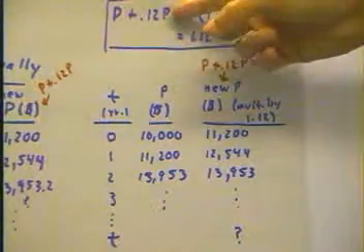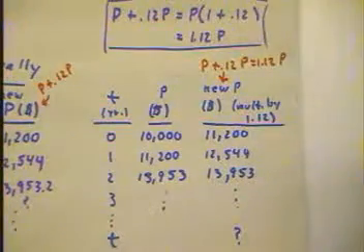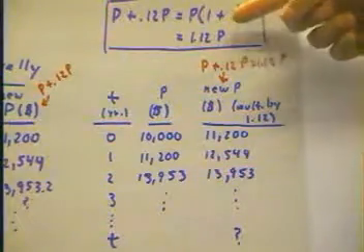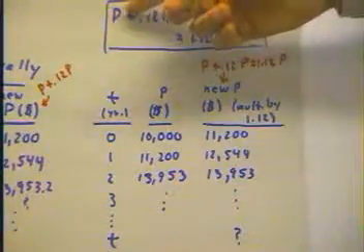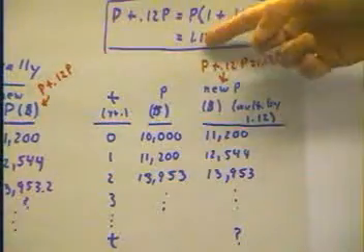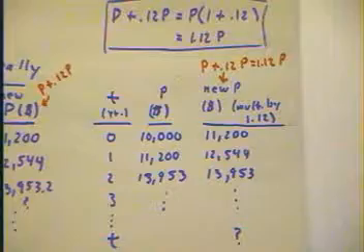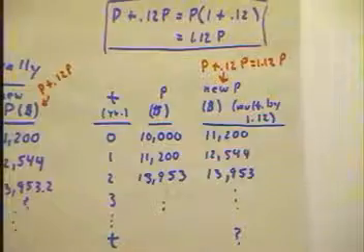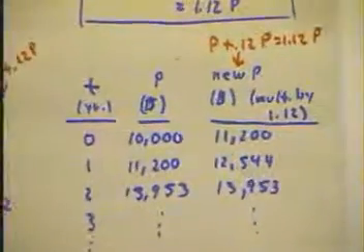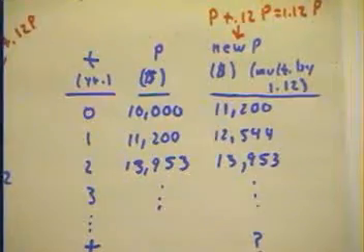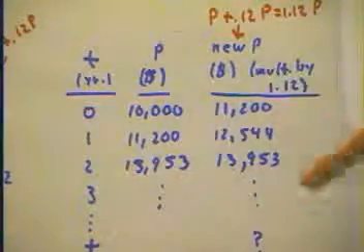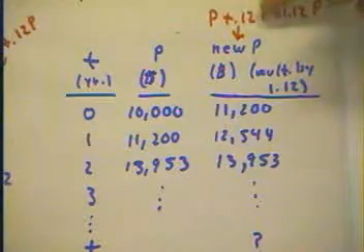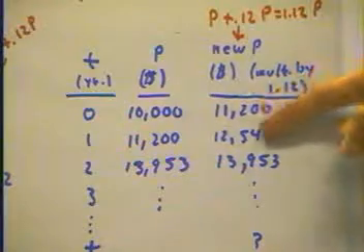Now we can do just a little bit of algebra here. P plus 0.12P, we can factor out a P and we get P times 1 plus 0.12, which just gives us 1.12P. This means that to get the principal at the end of a year, where the principal is P at the beginning, we simply multiply that original principal by 1.12, and we get the same thing as if we had added the 0.12P. So in any year we calculate the new principal by simply multiplying the original principal by 1.12.